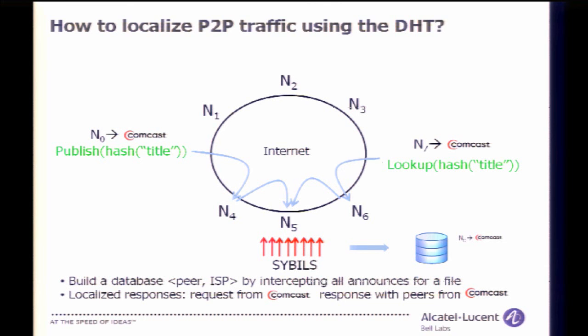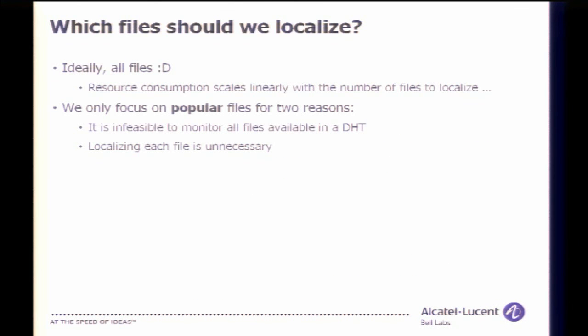What a regular peer will do in the DHT is just pick randomly from its local database. What we're doing here is that we are going to match the peers based on their location, because our final goal is to keep the peer-to-peer traffic local. So once you've done that, the file transfer can start, and of course it's going to be a local file transfer. So which files should we localize?